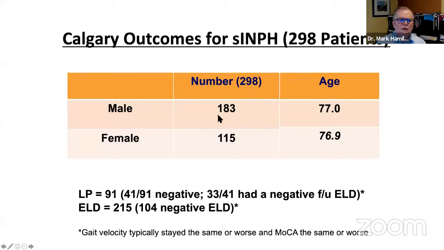So there's a slight male-female predominance, which I've seen in a number of other series and can't really explain. Of these, not everybody went on to lumbar puncture and lumbar drain assessment. The lumbar puncture is not quite as sensitive as a lumbar drain. So if they have a negative lumbar puncture, we'll often do a lumbar drain, and just under half of them were negative. But if you have a positive lumbar puncture, we'll go on to offering treatment with a shunt. And of people going for an external lumbar drain, about half of them end up being negative.